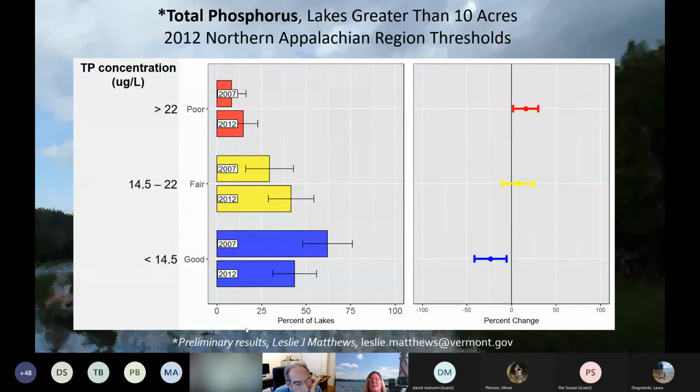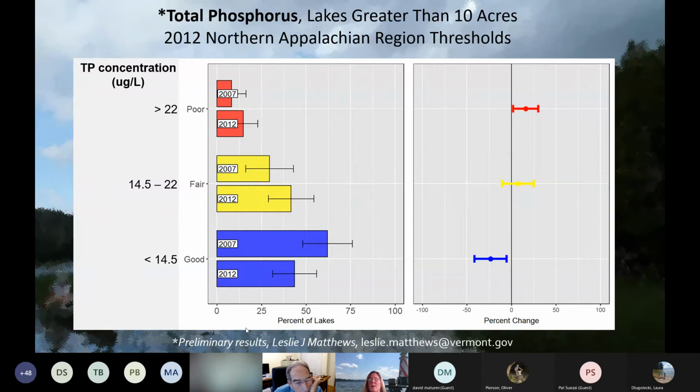In this figure, the plot on the left shows the percentage of lakes in poor, fair, or good condition for total phosphorus in 2007 and 2012. The plot on the right shows the change in the percentage of lakes in each condition, along with the confidence interval for that change. Results are significant when the confidence interval for the change does not cross zero, represented by the black vertical line.